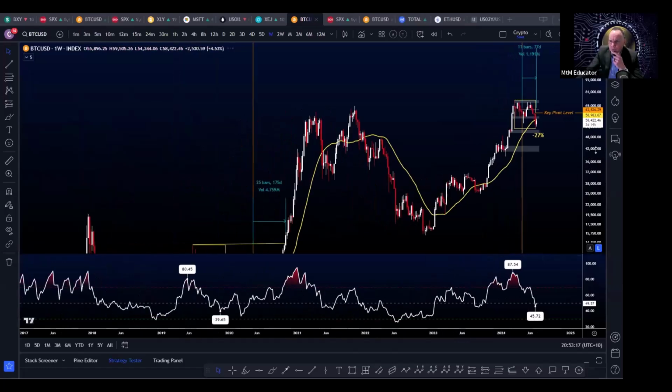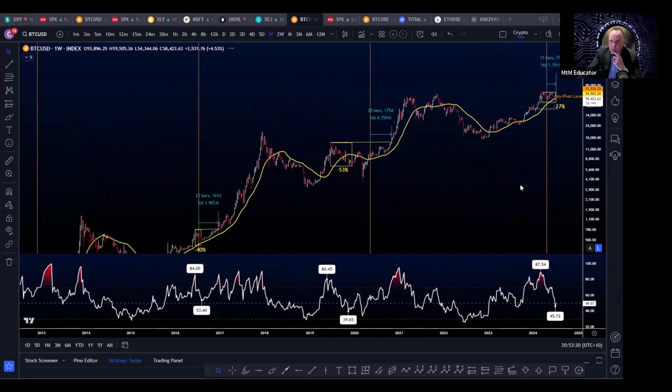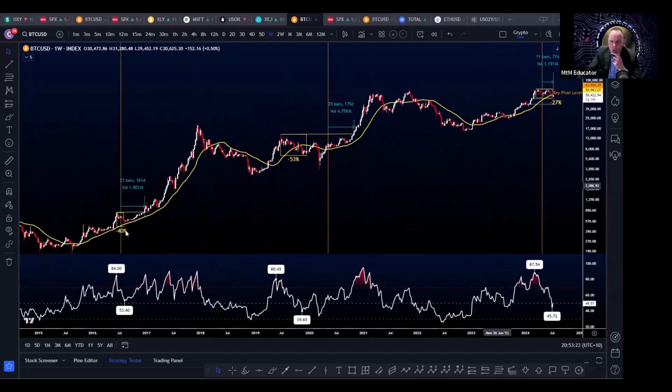So when we put it into context of where we've been and look at the weekly RSI levels, we can see that we had a mid-cycle top in June 2016, where we were at 84 on the weekly RSI. We had the mid-cycle top in June 2019, where our RSI on the weekly was sitting at 80, and we've now had our mid-cycle top in March this year, where we hit 87.